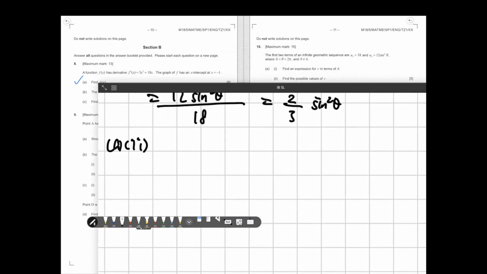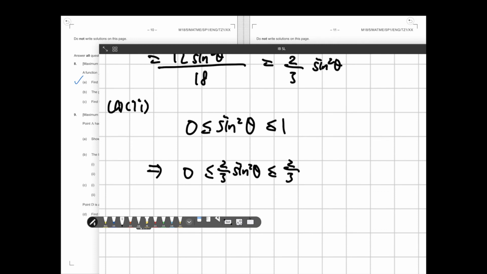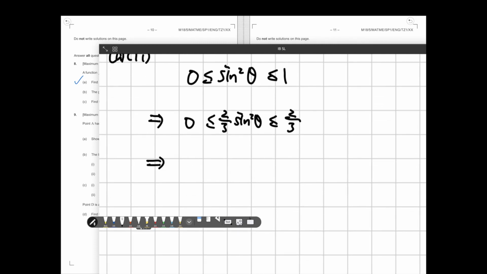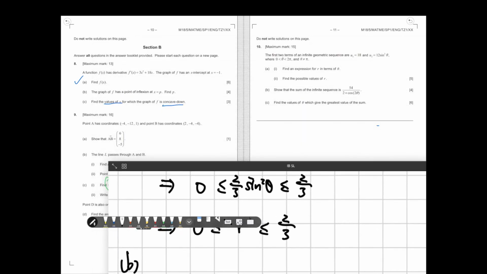And then part A2 is to find a possible value of R. So to find the possible values, we have to find the boundedness of sine square theta, because we know it's bounded by 0 and 1. So we multiply both sides by 2 over 3. And then that is R. So we know that R is bounded by 0 and 2 over 3. So that is for part A2.